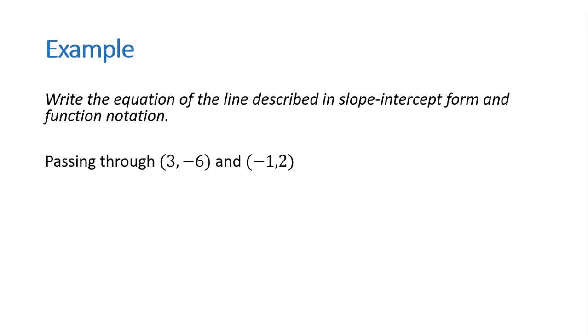Now we're given 2 points. Instead of being given a point and a slope, we're given 2 points. But we know we have a formula to find slope. So the goal is to use point slope. We need a point and a slope. If we're given 2 points, we can find the slope and then we can go from there.